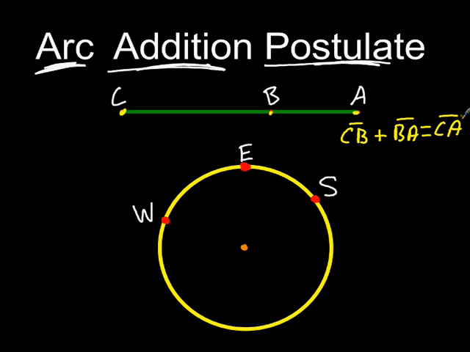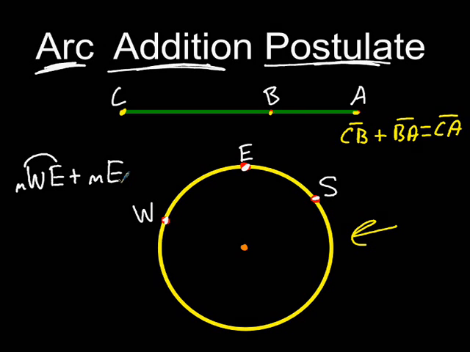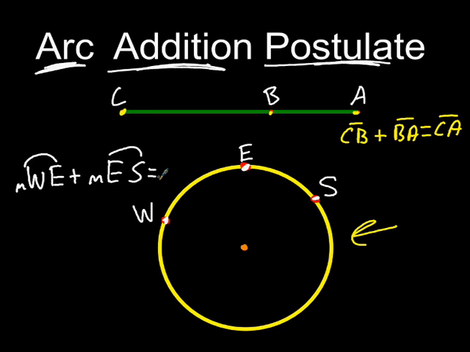Well, the same thing with this one. It's the same idea. Let's say we have WE, EW. So we're going to have the measure of arc WE, plus the measure of arc ES, and it's going to equal what? Obviously the measure of arc WS. And there you go.